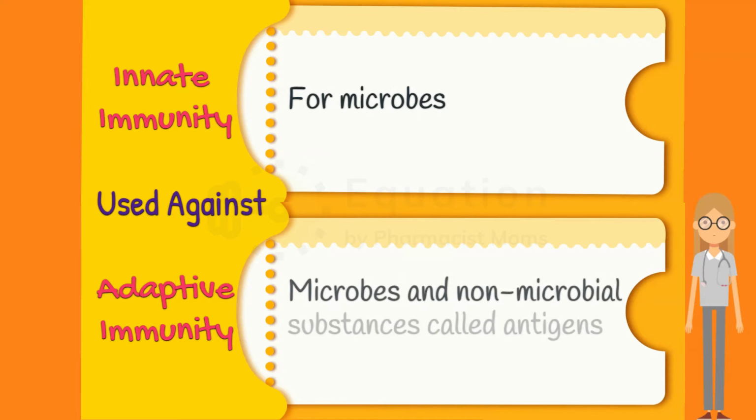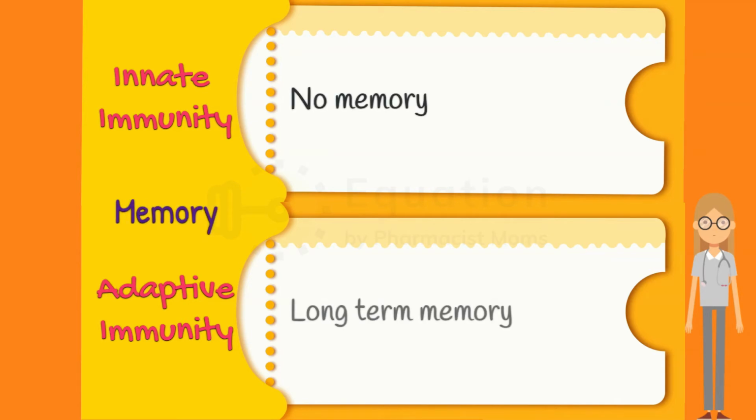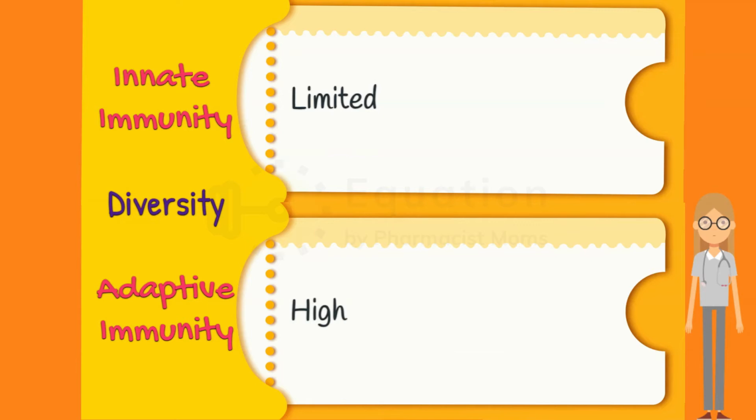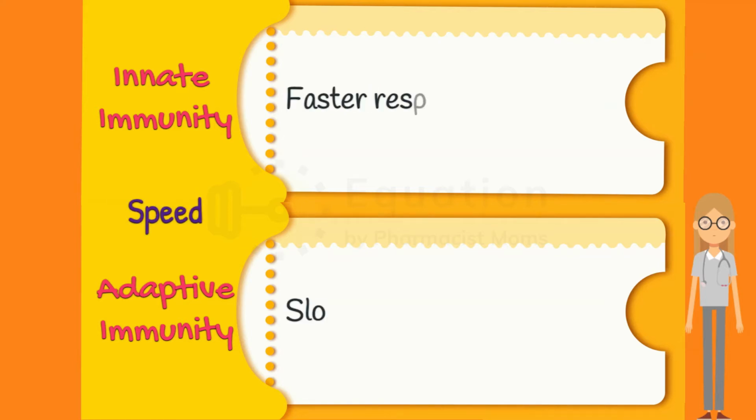11. Innate immunity is used for microbes, while adaptive immunity is used against microbes and non-microbial substances called antigens. 12. Innate immunity has no memory. On the contrary, adaptive immunity has long-term memory. 13. Innate immunity has limited diversity, while adaptive immunity has high diversity. 14. Innate immunity has faster response, while adaptive immunity has slower response.